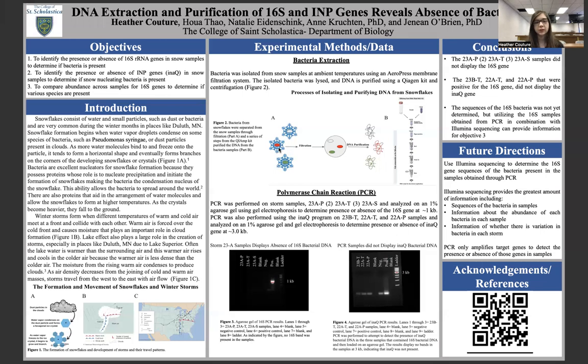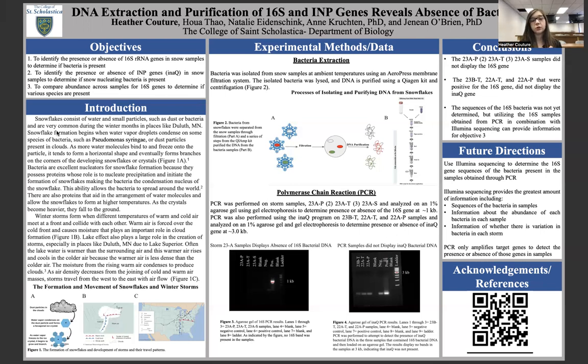And then our third objective was to compare abundance across samples for 16S genes to determine if various species of bacteria are present. So a little background information. Snowflakes consist of water and small particles, which could be particles such as dust or bacteria. And a little fun fact is bacteria is everywhere. It's on the ground, it's in the air, it's up in the clouds.